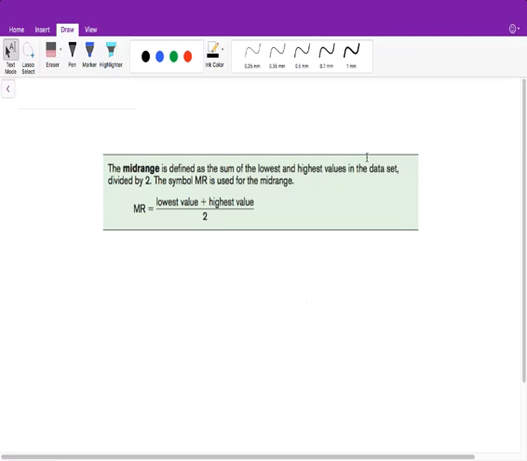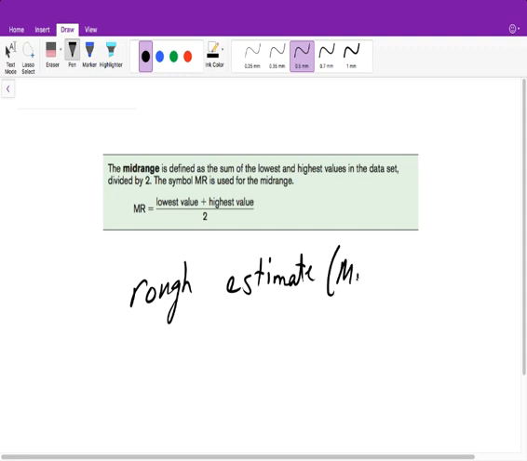All right, so our mid-range is defined by the sum of the lowest and highest values in a data set and then divided by 2. And what our mid-range gives us is a rough estimate of both the middle of our data and also the average.